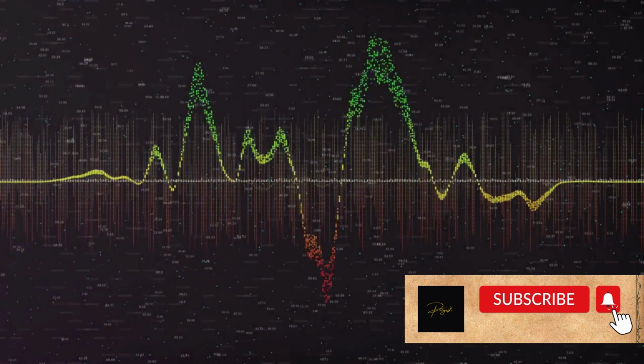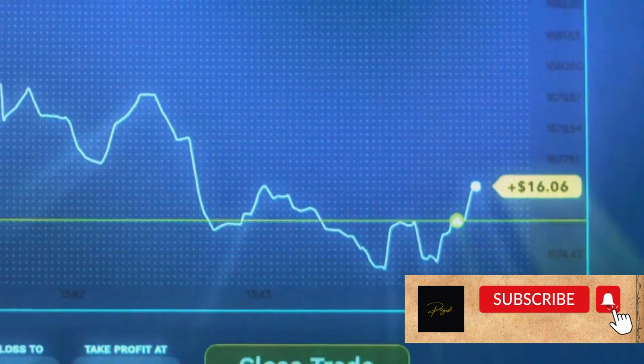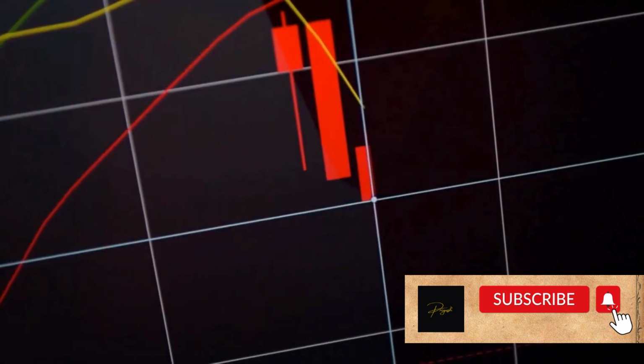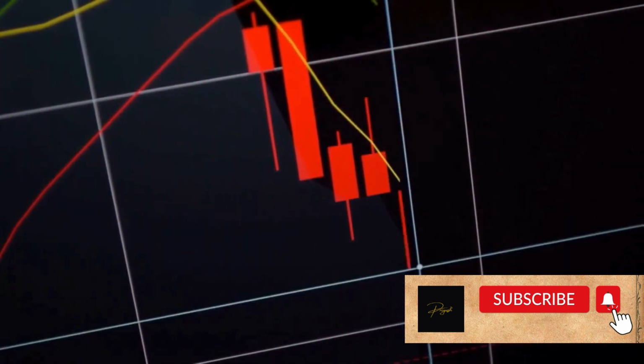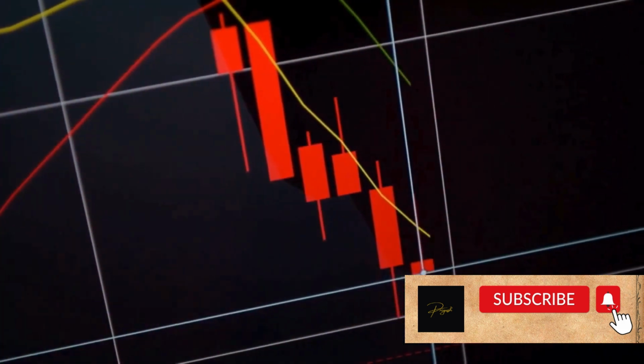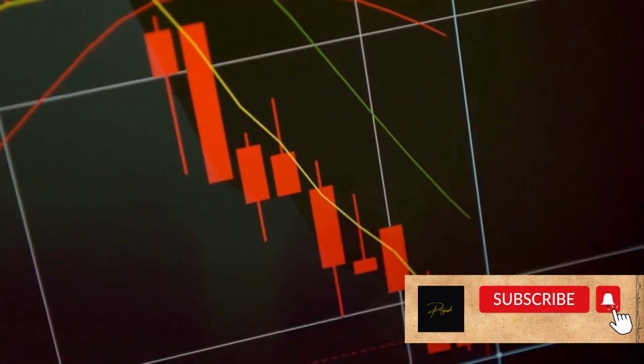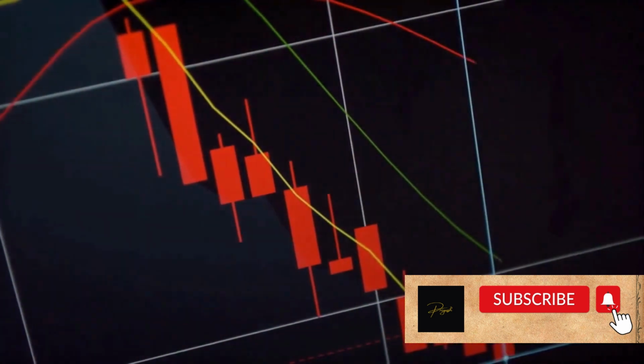The piercing line pattern is the bullish counterpart of the dark cloud cover. It occurs at the end of a downtrend and is formed by a long red candle followed by a green candle that opens lower than the red candle's low but closes above the midpoint of the red candle's body.